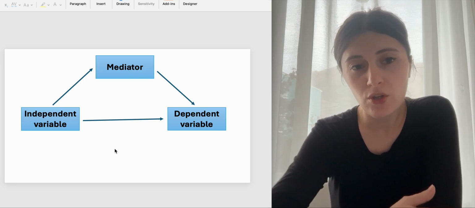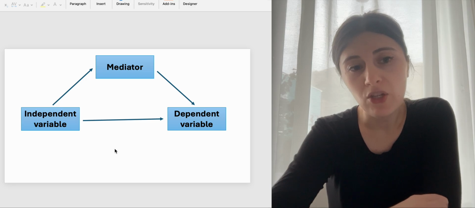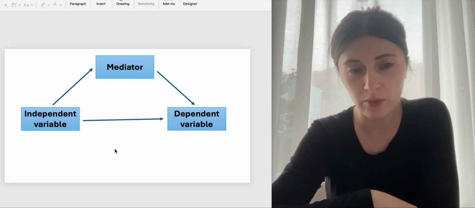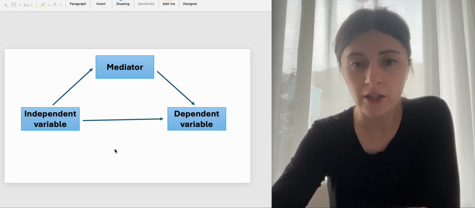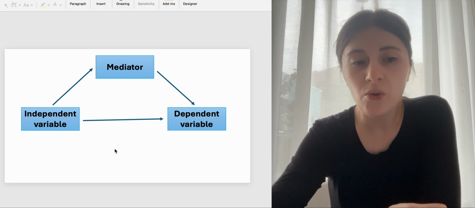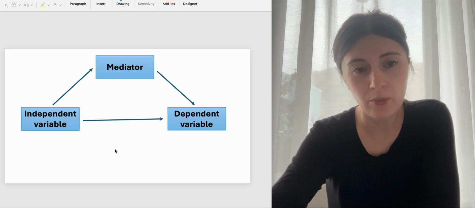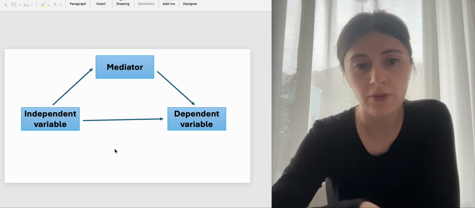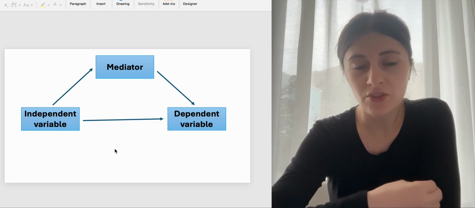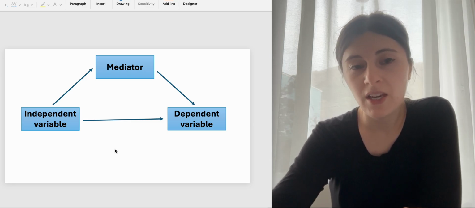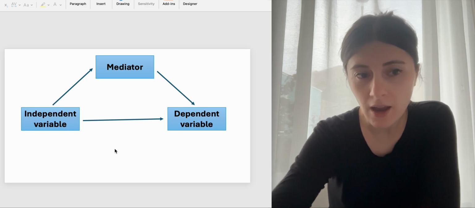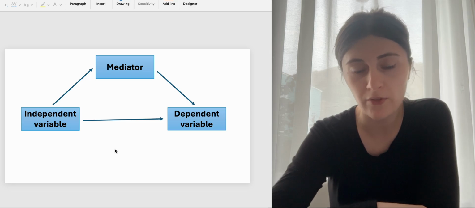Now, why is mediation important to us? Imagine you studied how your independent variable predicts the dependent variable, and you found some kind of an effect. That doesn't answer the question of how the independent variable affects the dependent variable. You simply know that there is some kind of an effect. Mediation is valuable to us because it answers the question how. It investigates the underlying mechanism, how we can explain how the independent variable affects the dependent variable.